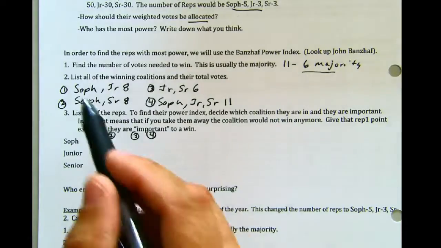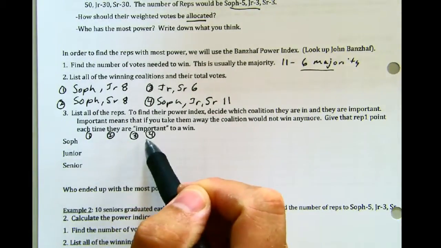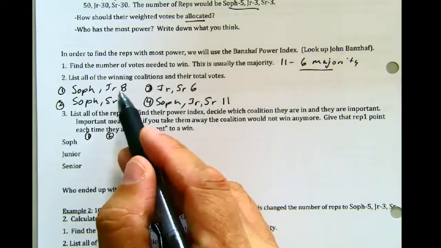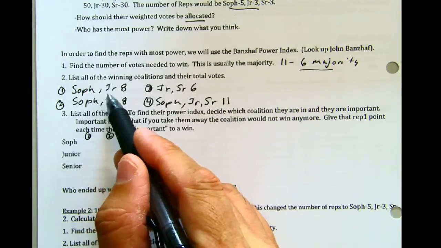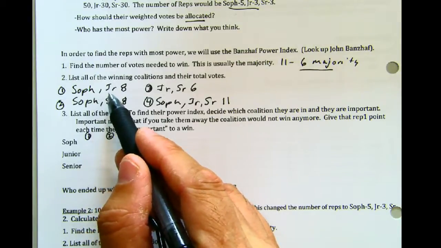So I numbered these, each one of these coalitions, and I have them here, and we're going to decide in each one of these coalitions, does somebody get a point? So if I look at this first one, if I just look at the sophomores, if I take the sophomores out of here, is this a winning coalition anymore? And the answer would be definitely no.